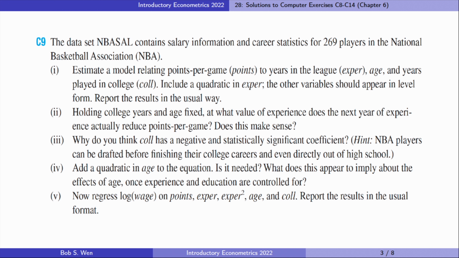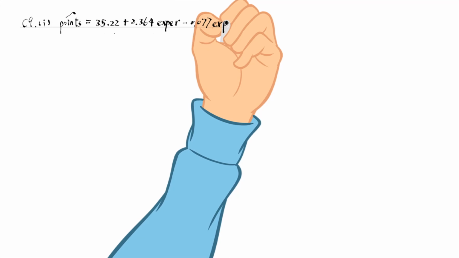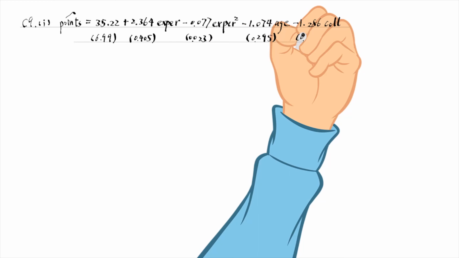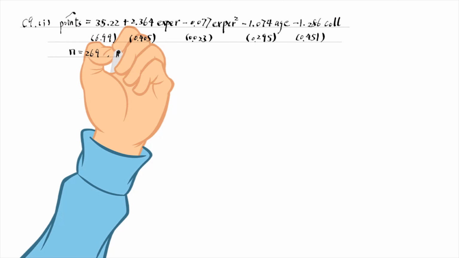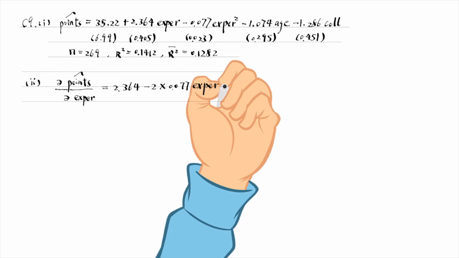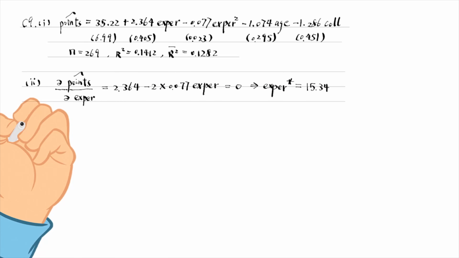Let's do computer exercise number 9. The estimated equation is as follows. The calculus shows that after 15 years of experience, an additional year will reduce points per game. It makes sense because the marginal effect of experience on the game performance is diminishing. It will reach 0 and then become negative.